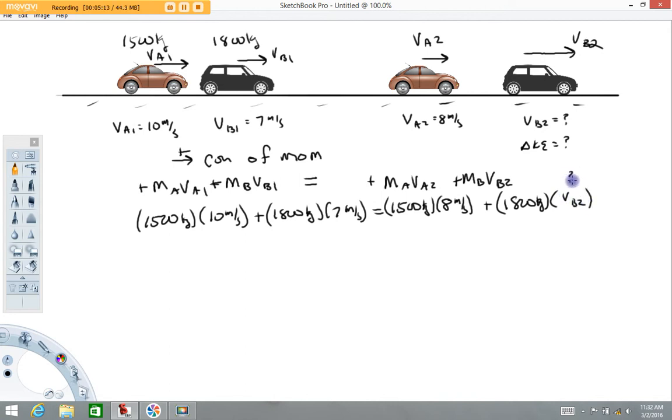And I'm going to go ahead and take a moment and solve that for VB2. Give me a moment here to work with the calculator.